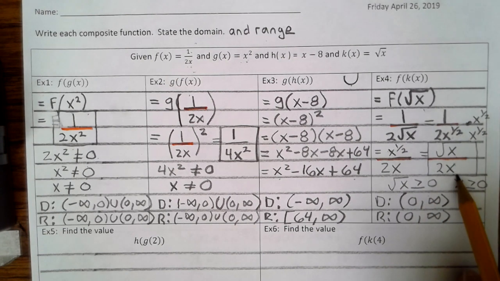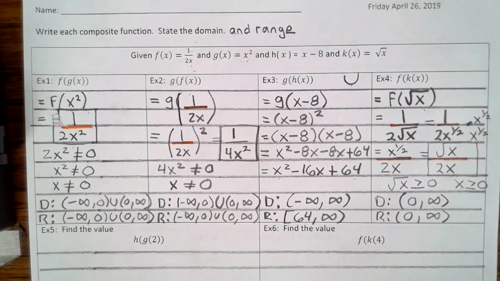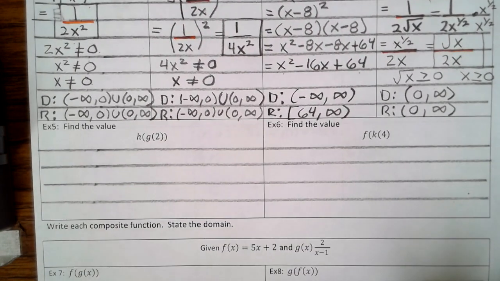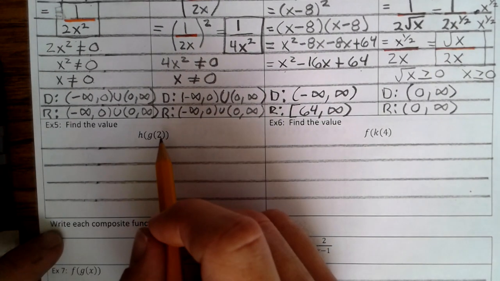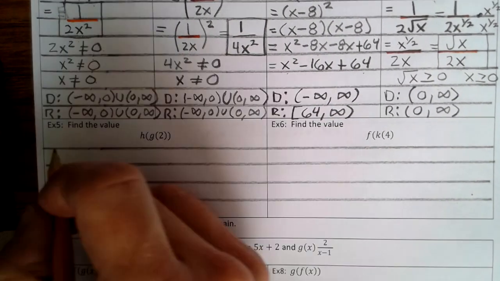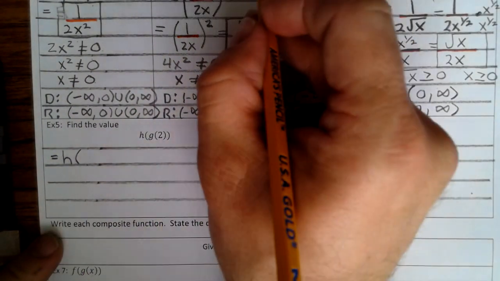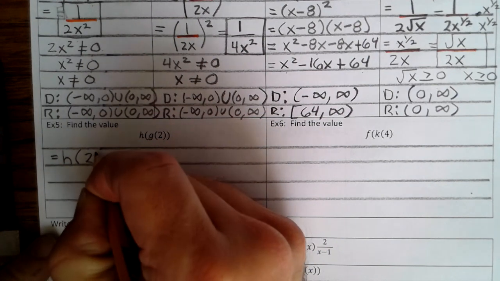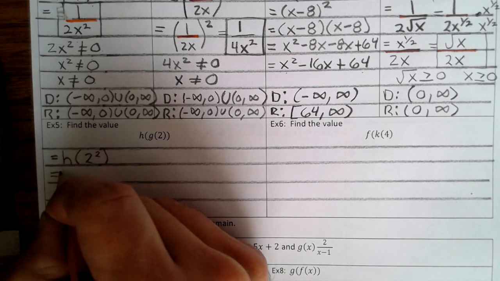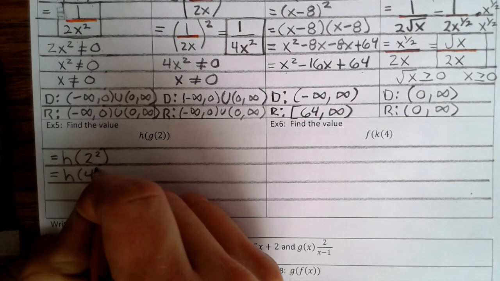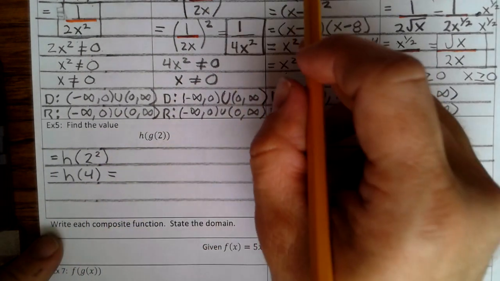All right, let's take a look at example 5. Find the value. So that's h of g of 2. Now here we're going to actually include a number. So this is h of g of 2. So g of 2 is 2 squared, so it's h of 4. So now you're going to substitute 4 where there's an x into h, so that's 4 minus 8, which equals negative 4.